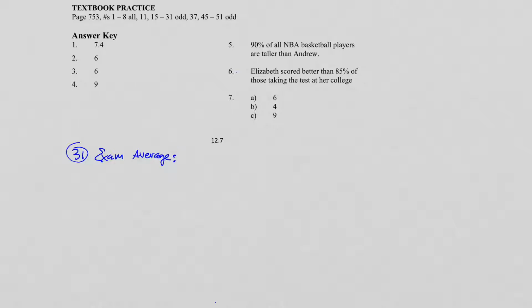So the topic is exam average, and it says Jeremy's mean average on 6 exams is 92. So it says his mean is 92. Okay. And that's for 6 exams. So the question is, what is the sum of his scores?